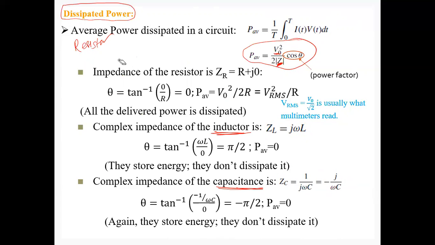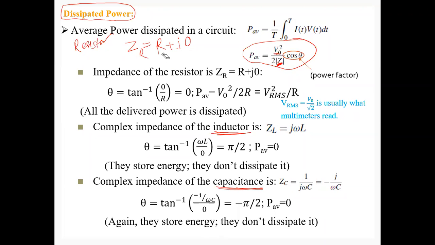So for the resistor, what is the G? G is simply R. It doesn't have an imaginary part, right? So G plus J0, because ZR is simply R, meaning the imaginary part is 0, okay?